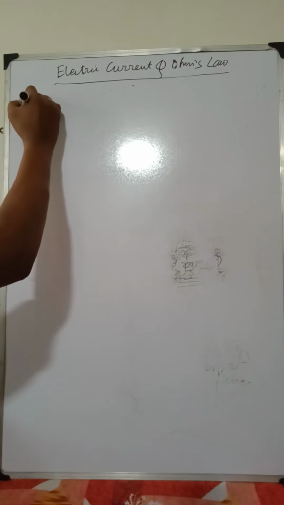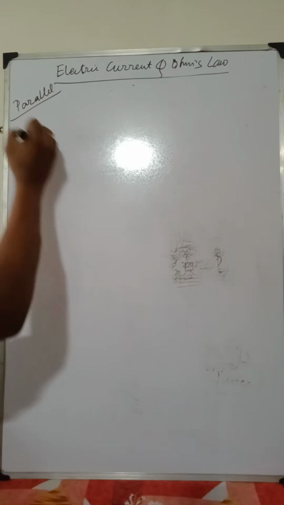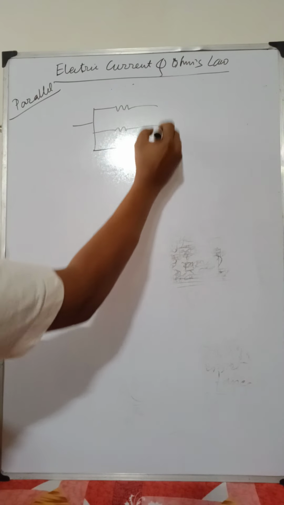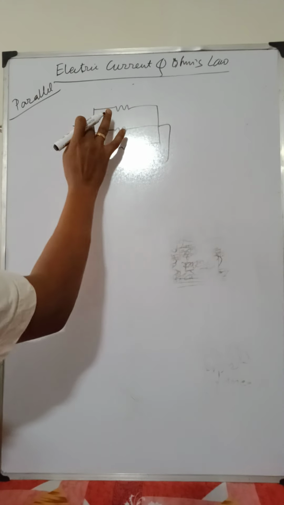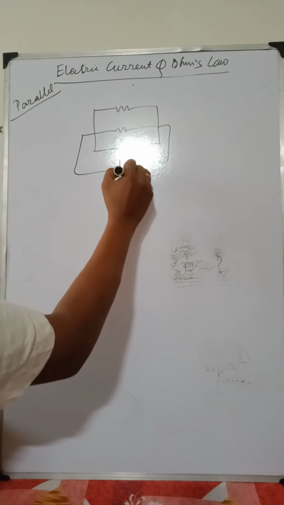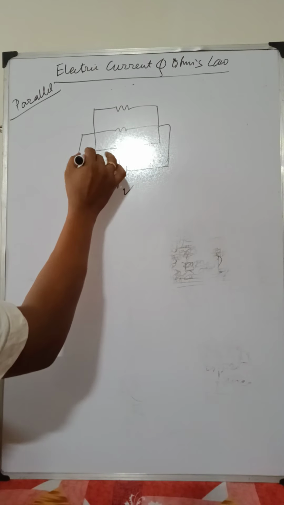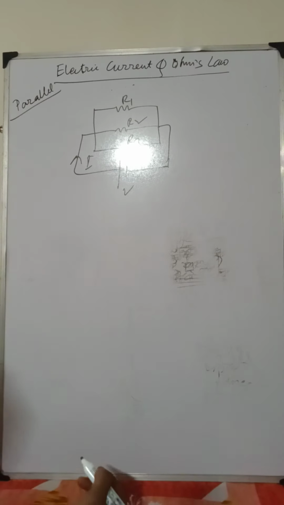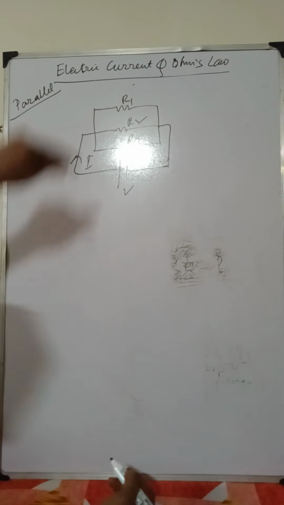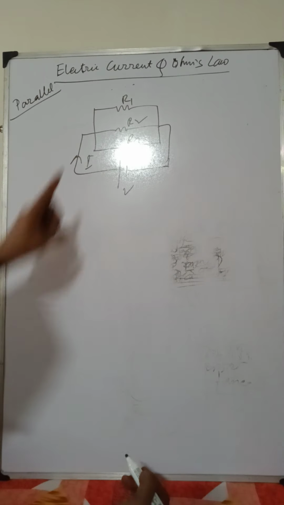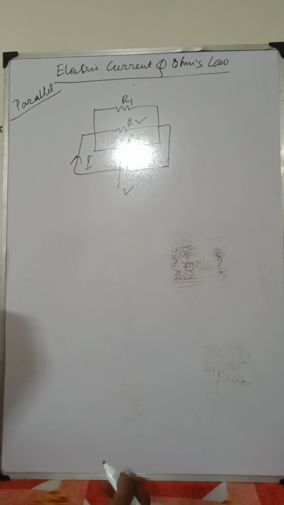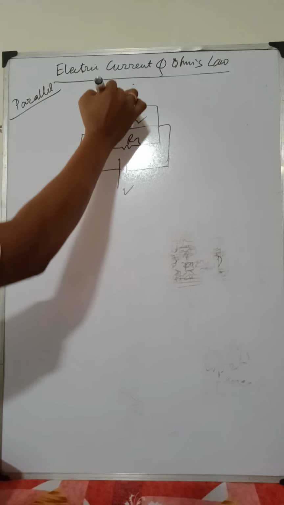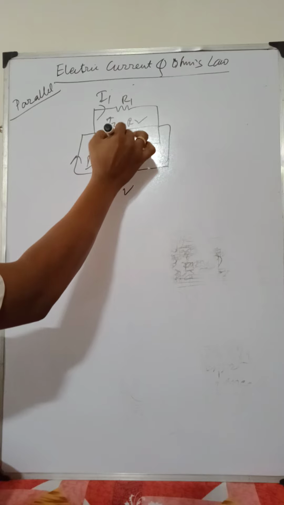Now see, for the parallel combination, again we take three resistances and connect a battery. Current is I. R1, R2, R3. In case of parallel connection, you can see that the potential difference across R1, R2 and R3 is the same, and that is equal to V, the source voltage or cell potential. But the current through these resistances is different, that is I1, I2 and I3.